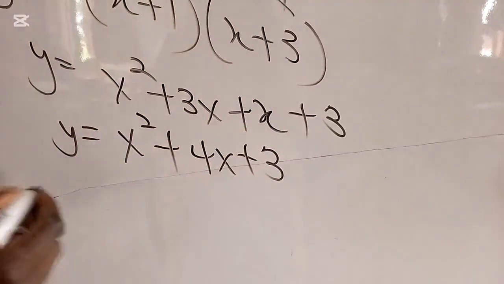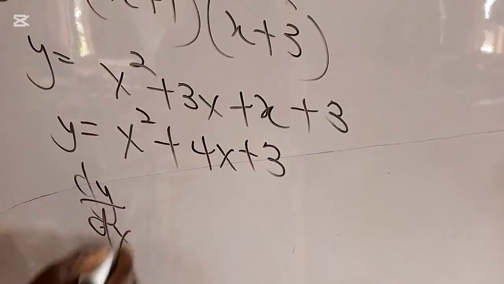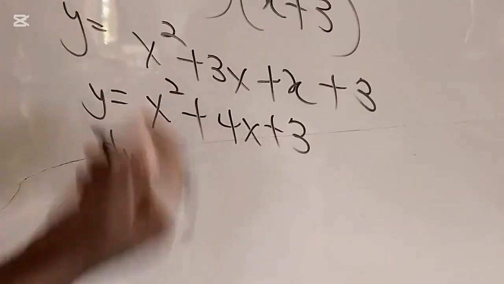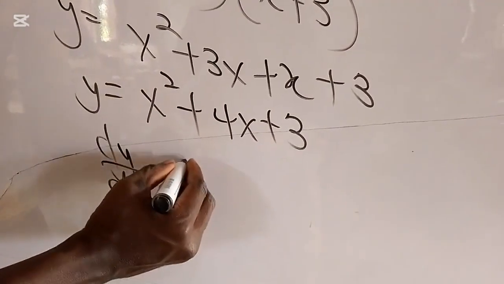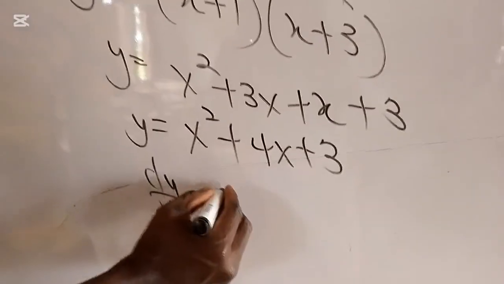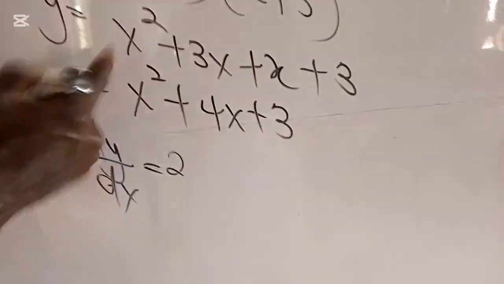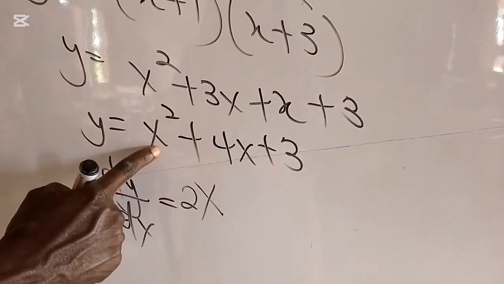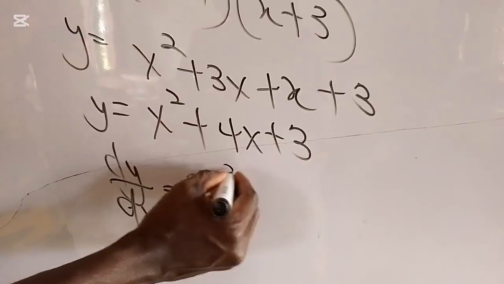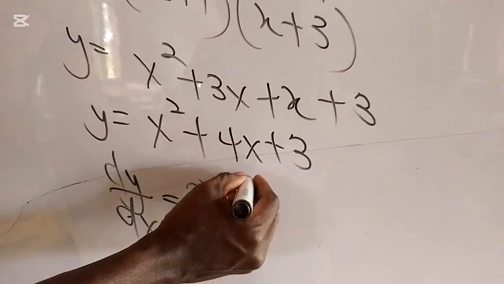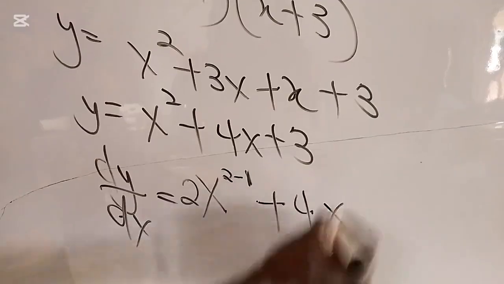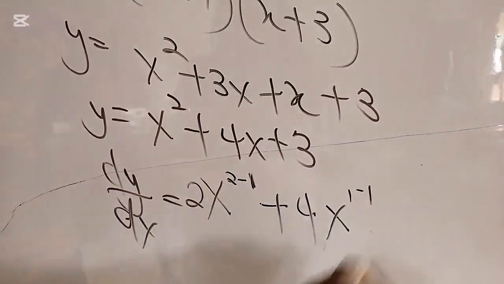Now let's find the derivative, which is dy over dx. I told you that when we are differentiating with respect to x, we drop the exponent, which is 2, and there's a coefficient of 1 here. So we drop the 2 multiplied by the 1, which we normally don't write. So we have 2 multiplied by the 1, then we bring our x. Then we subtract 1 from the 2, which is 2 minus 1. Then plus, there is 1 here. We drop it to multiply the 4, which is the same 4. Then we have x to the power 1 minus 1.